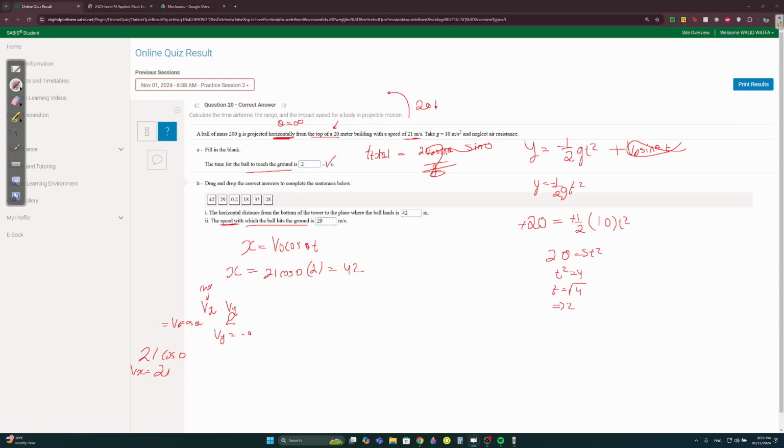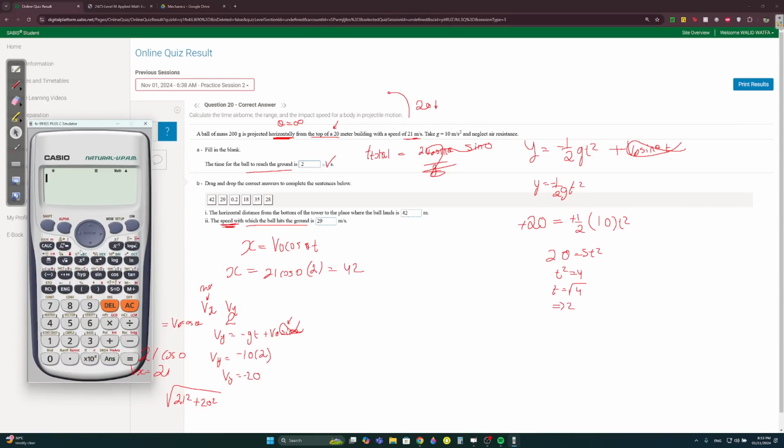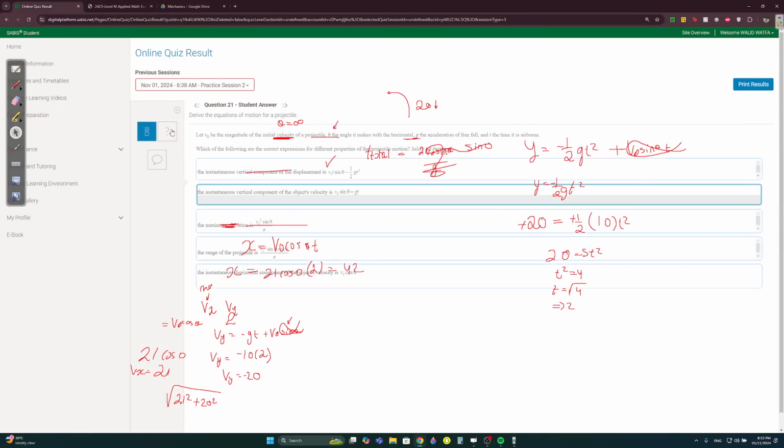I'm missing this Vy. Vy has its equation minus gt plus V node sine theta. V node sine theta is obviously 0 because sine 0 is 0. And Vy is going to be equal to minus gt. So minus g, which is 10, time is 2. So Vy is equal to minus 20. We want the speed, so it's the magnitude. So radical 21 squared plus 20 squared. We should get 29. Oh, exact answer.